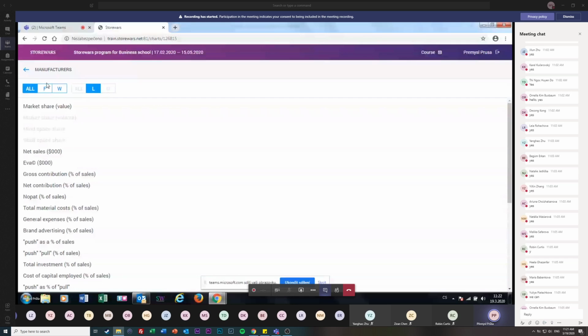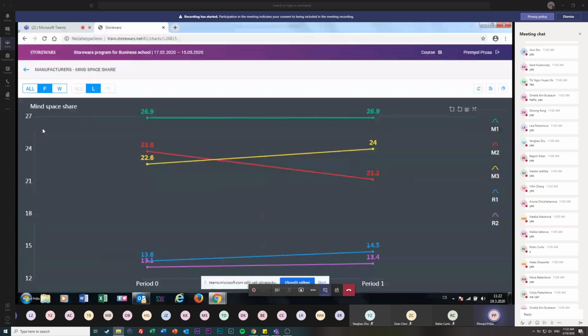And here it's divided into Foodles and Voodles. So now you can see Foodles. And obviously it's manufacturer 1 having the best brand awareness. Then it's manufacturer 2 and manufacturer 3, sorry, and finally it's manufacturer 2 having the lowest brand awareness.